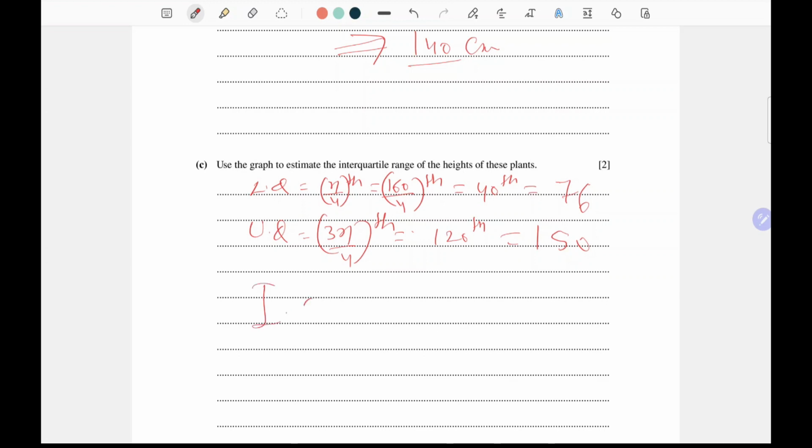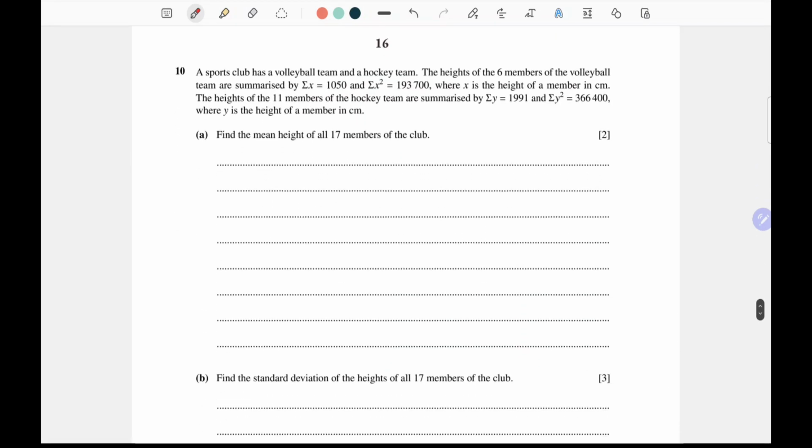So IQR is upper quartile minus lower quartile. So that is 150 minus 76. How much? 150 minus 76, that is 74. Okay, so the interquartile range will be 74.